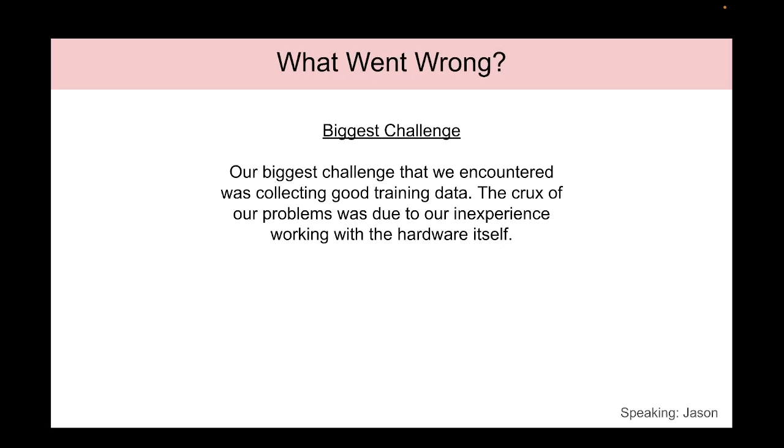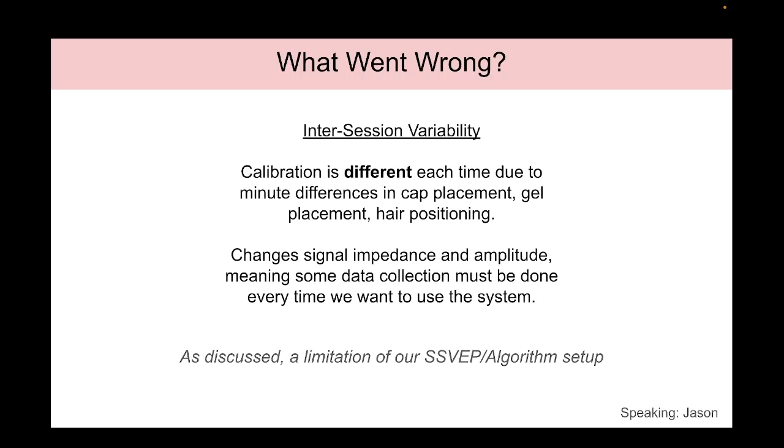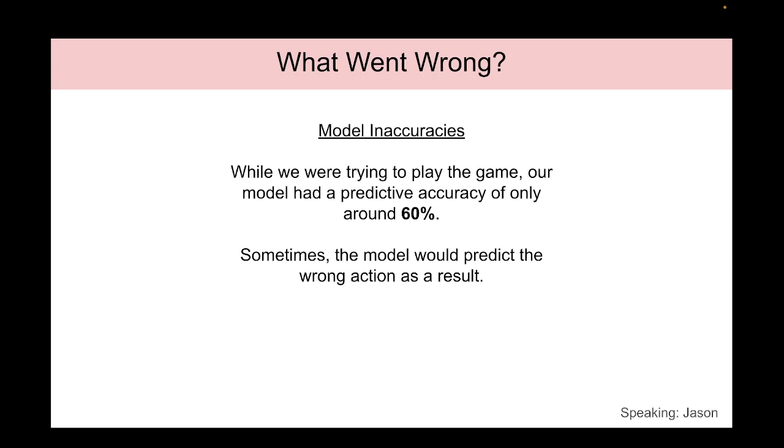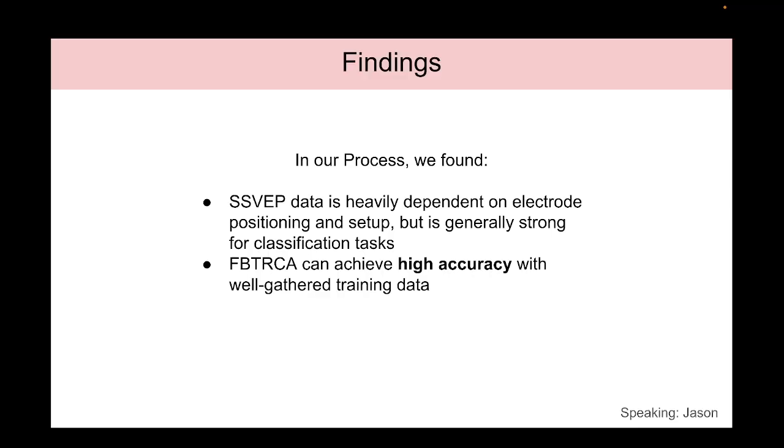Again, our biggest challenge was probably with our data collection. Our data collection process was inconsistent across days, and since we weren't experienced in working with the hardware, we likely didn't do the same thing every day. As mentioned in our data collection process, we found that we needed to have a consistent setup to ensure that our SSVEP data will be good for classification, and the variability between sessions did lead to our model being inaccurate in some of its predictions. We did find that FBTRCA was a very strong algorithm though, as it outperformed ECCA in our testing.